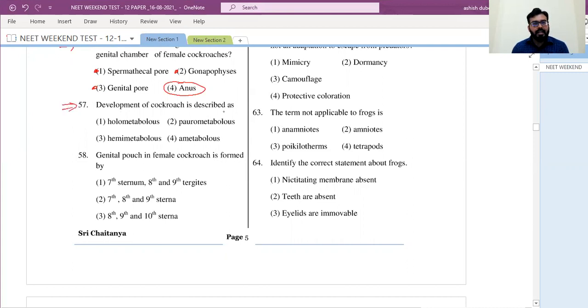Development of cockroach is described as holometabolous, hemimetabolous, ametabolous, porometabolous. So the developmental process, or the metamorphosis, is of different types. We have 4 terms: holometabolous, porometabolous, hemimetabolous, and ametabolous. Holometabolous is that kind of metamorphosis which is complete, in which there is egg, larva, pupa, imago.